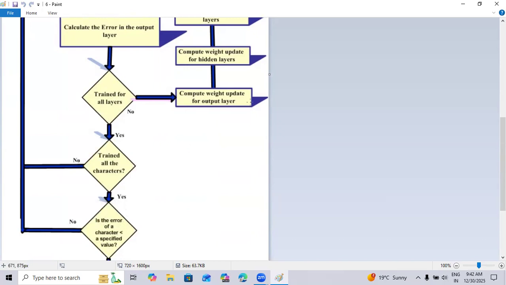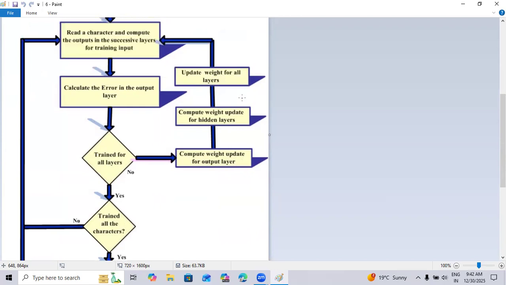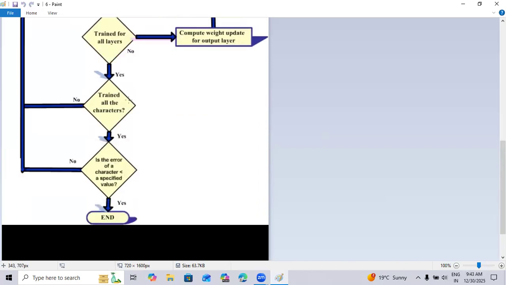If not, it goes with the backpropagation, computing the weight update. It goes back through the hidden layers and updates the weights of all layers, and then it goes to the normal propagation. So why backpropagation?